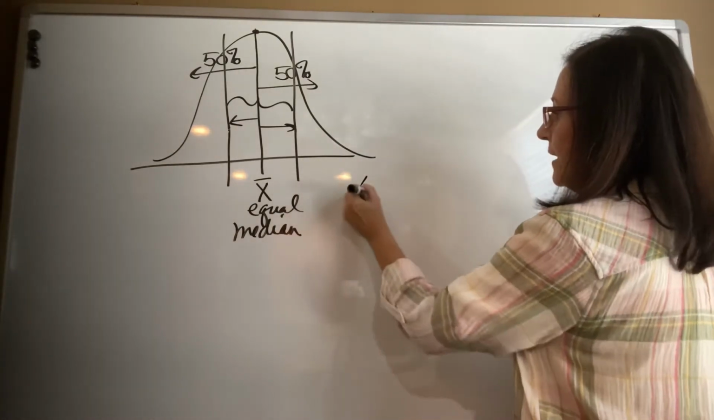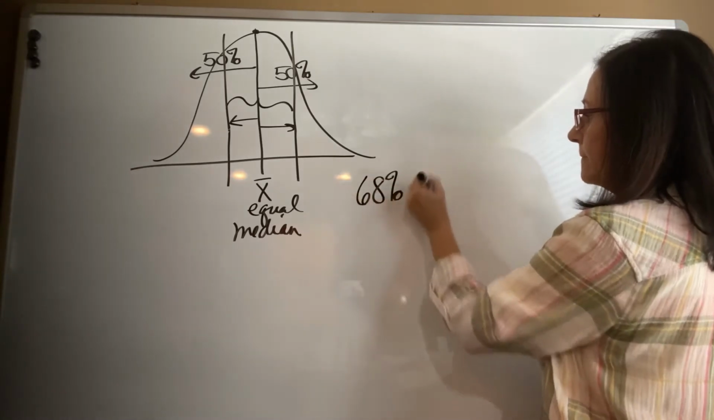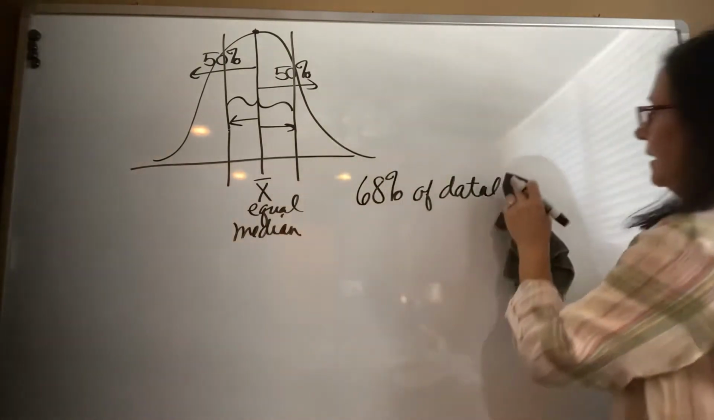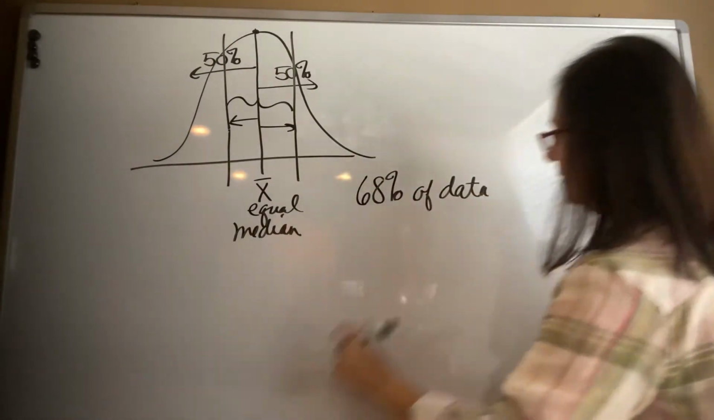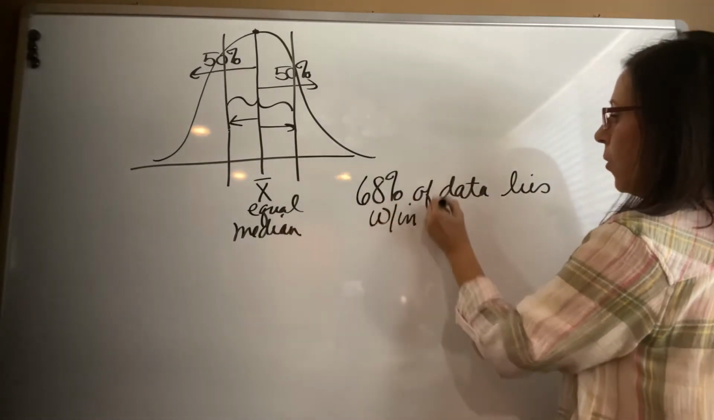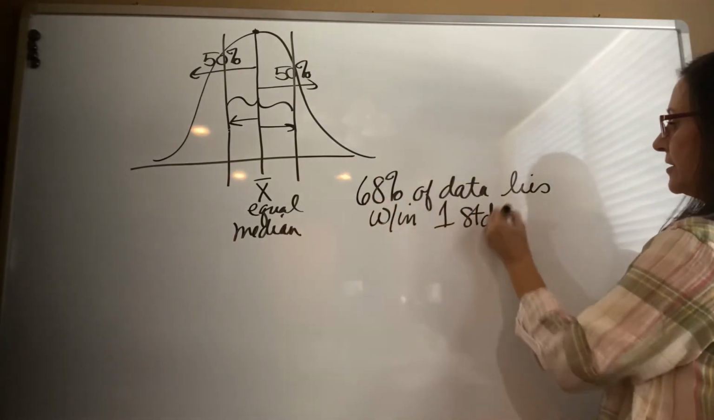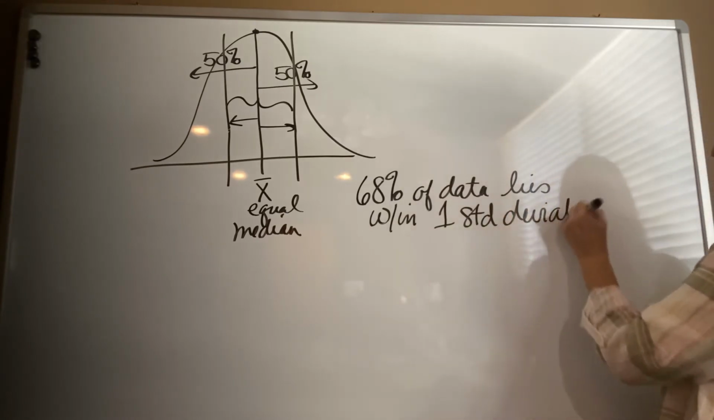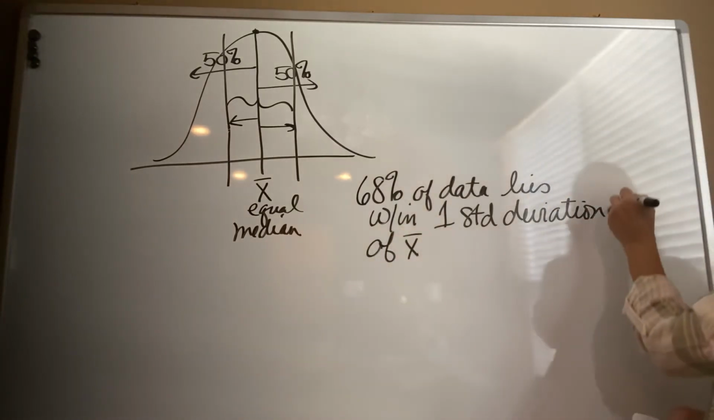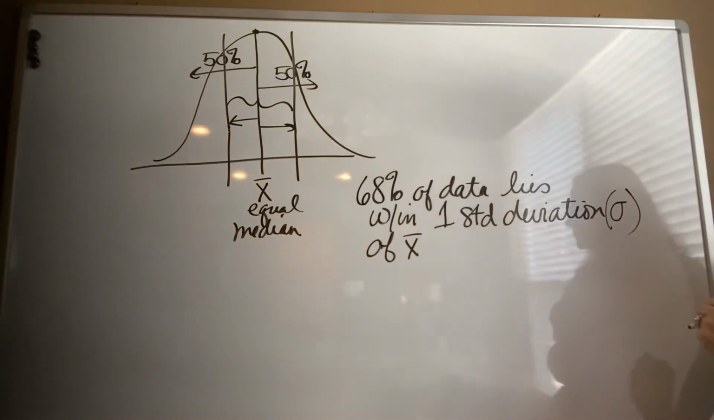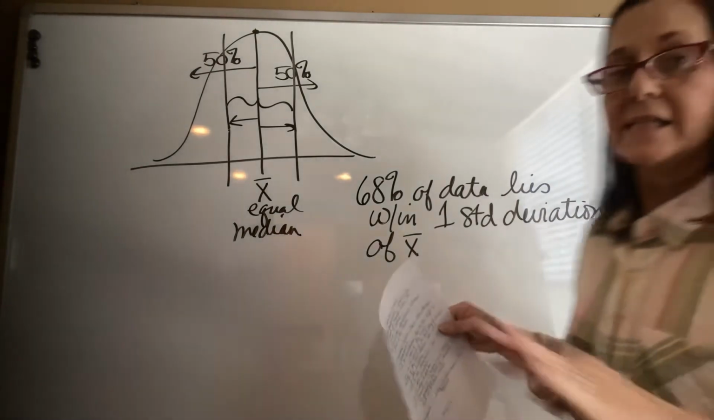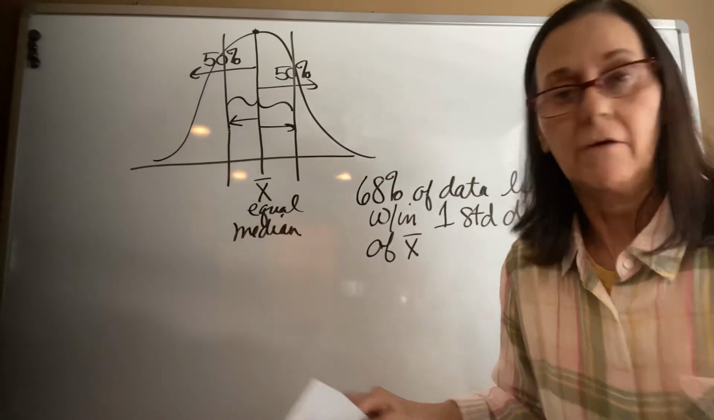So I'm going to write that. So 68% of the data lies within one standard deviation of the mean. All right, so standard deviation, we're going to use that symbol, okay? All right, so one standard, and we're going to give some numbers in just a minute, okay?